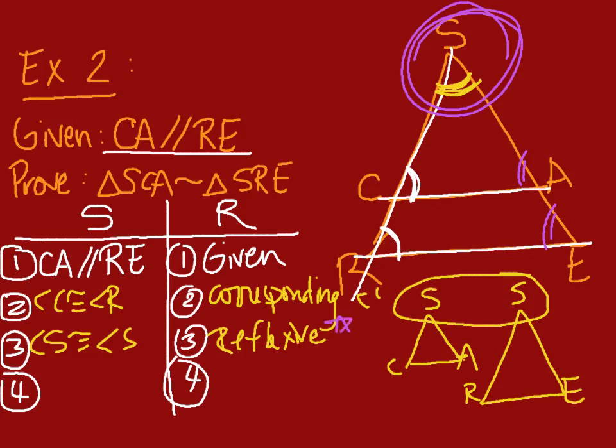Okay, what's the last statement then? You need to use your triangle similarity statement. So SCA is similar to triangle SRE, and again the reason is angle angle.